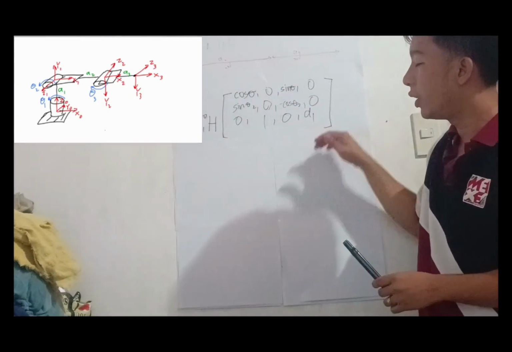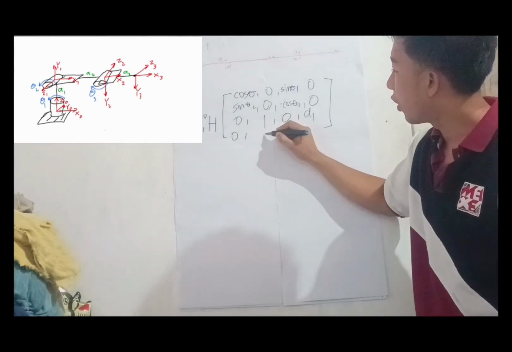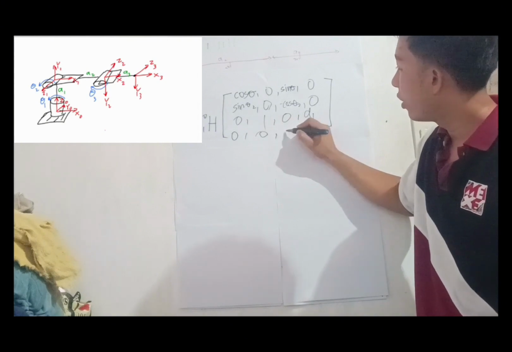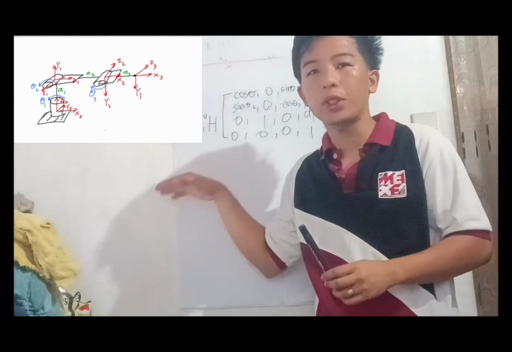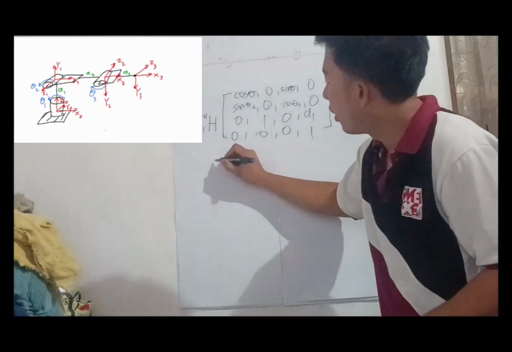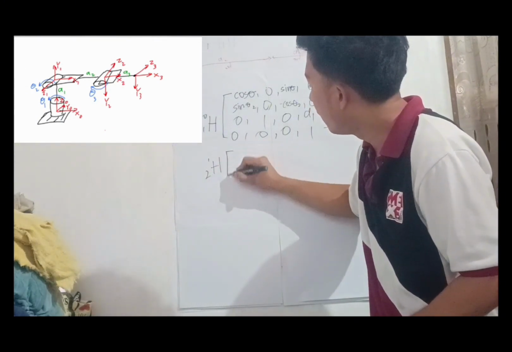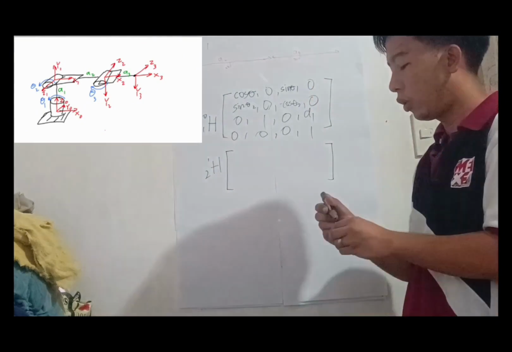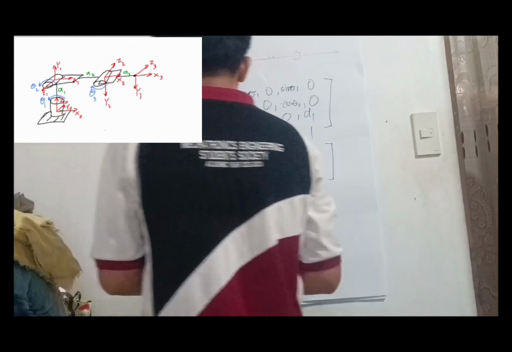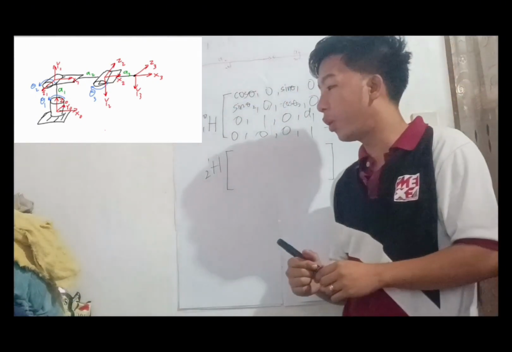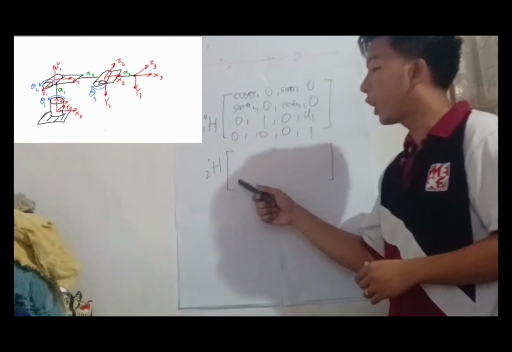So, for the fourth row, 0, there's no rotation. 0 again, there's no rotation. 0 and 1. So, let's proceed to H12, the transformation from frame 1 to frame 2 based on the DH parameter.